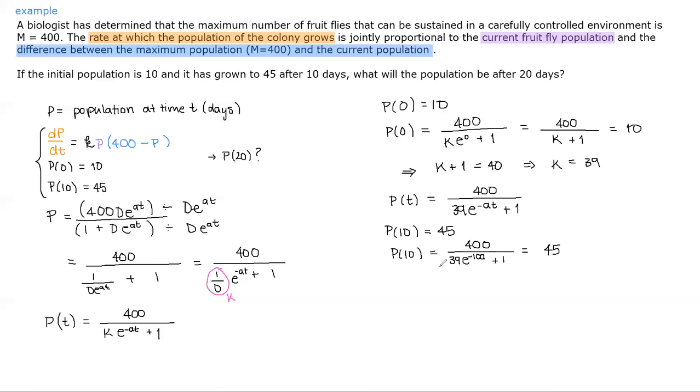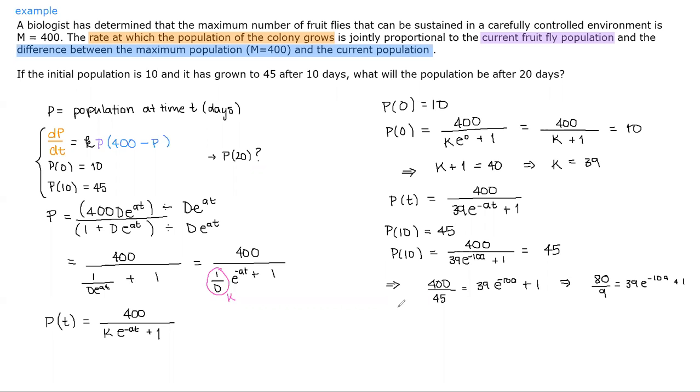Now, if I divide both sides by 45 and multiply both sides by 39, I get that 400 over 45 is equal to 39 e to the minus 10a plus 1, which means that 80 over 9 is equal to 39 e to the minus 10a plus 1.